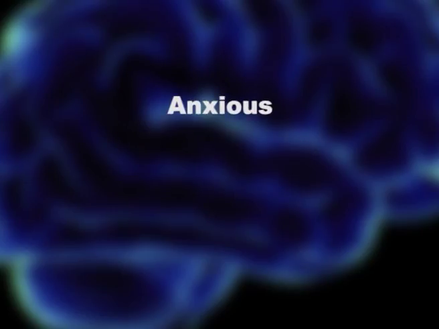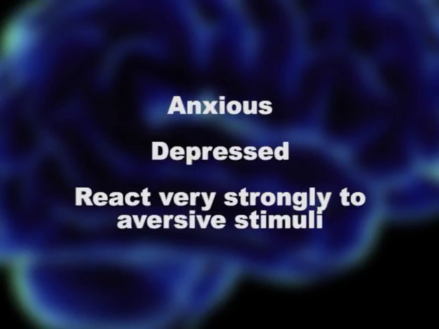People with high N scores are anxious, depressed and react very strongly to aversive stimuli. N is determined by the overall level of lability in the person's CNS. Where N is low, the person has a stable, relatively unreactive nervous system, whereas a high N score results in a high degree of instability.